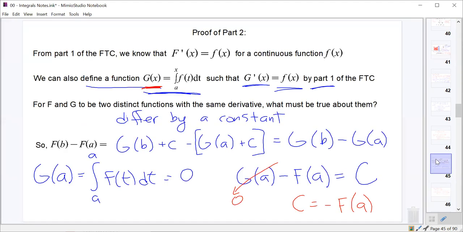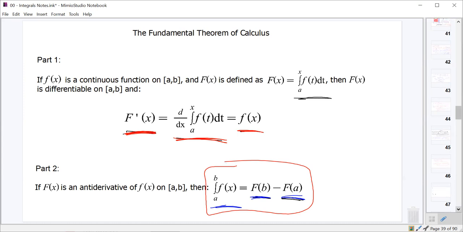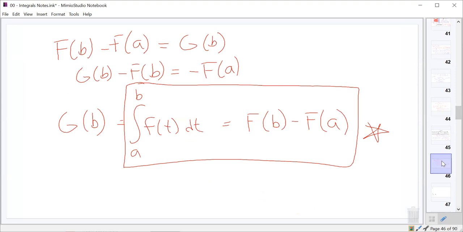That's what the fundamental theorem of calculus, way back here, said: that if capital F is some antiderivative of little f, then the integral from a to b of little f is capital F of b minus capital F of a. And we've now proven it by taking two different functions, capital F and capital G, that are both antiderivatives of little f. So that's the end of what we're going to be doing with our proofs here.